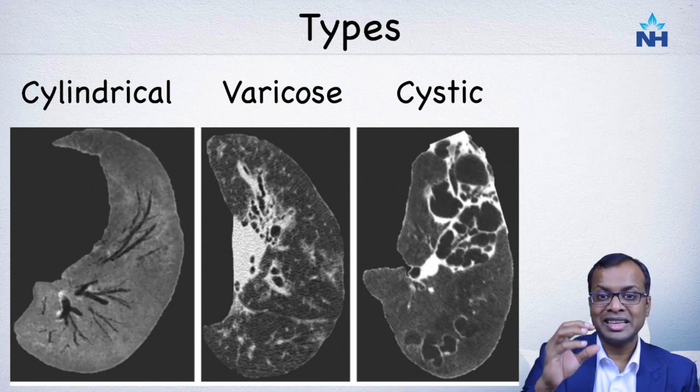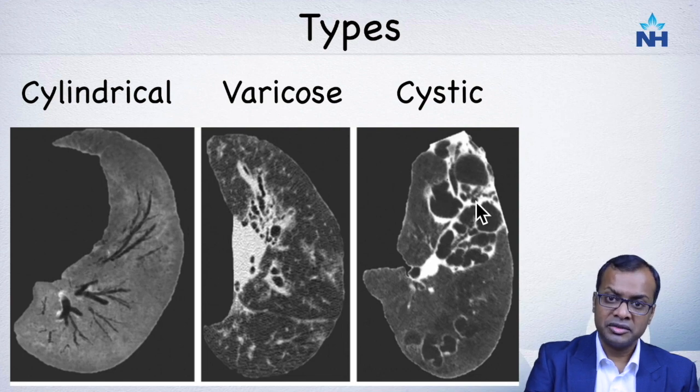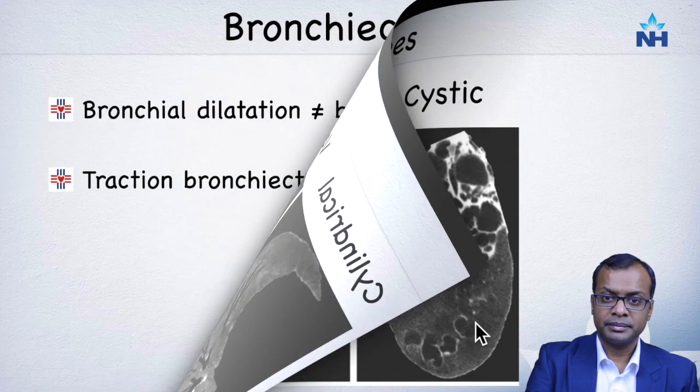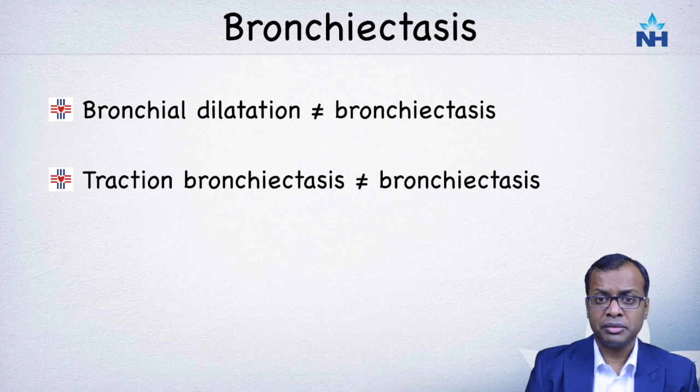They often tend to be in clusters, and you can see them together, as in this case, in different lobes of the lung. There are two myths that we all need to be very clear about. Bronchial dilatation does not mean bronchiectasis, and also traction bronchiectasis is different from bronchiectasis. Now let me show you one example.